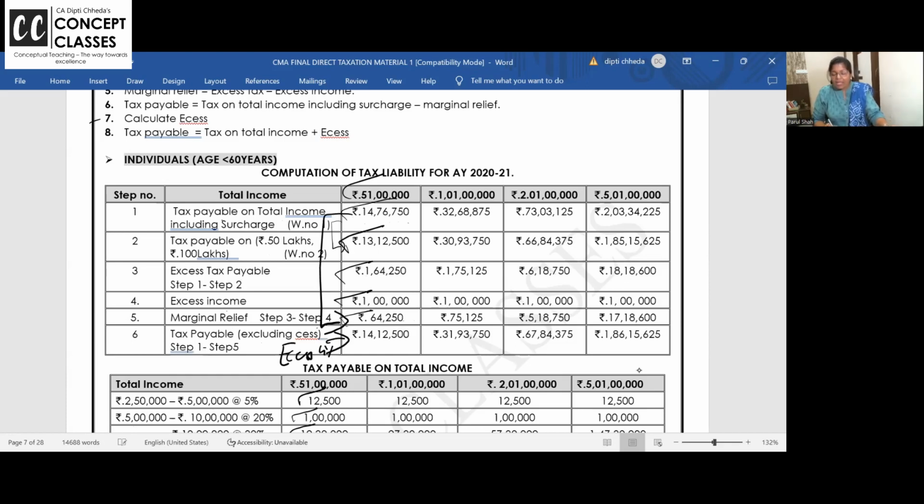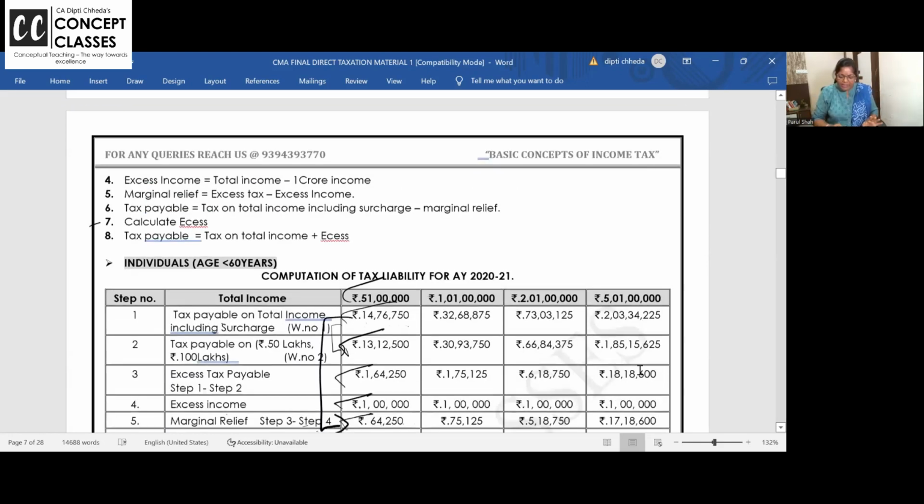I have not done it yet. After the relief, after the marginal relief, after the rebate, whatever is the tax payable. The original tax is 14,76,750, but you are getting a relief of 64,250. The government is saying, okay, 64,250 don't pay the tax, but for the 1 lakh you'll have to pay the tax. So 14,12,500 is your tax payable. In short, on 50 lakhs, how much tax was coming? 13,12,500. 1 lakh extra, 14,12,500. At home, in a relaxed way, if you check all the examples, it will surely be clear to all of you.